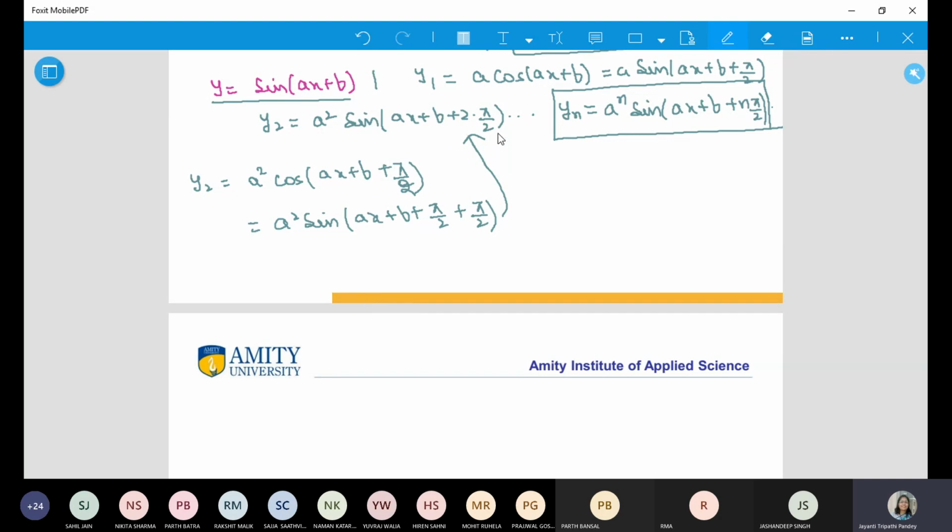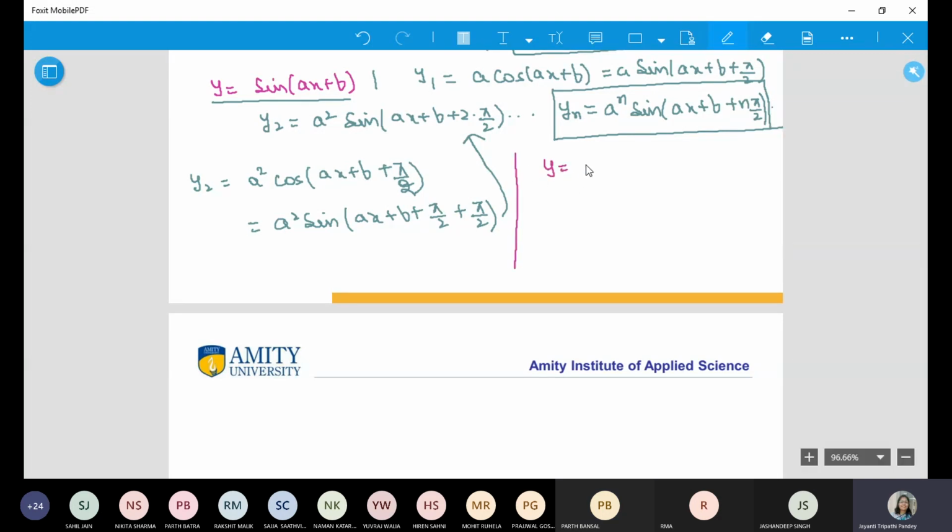When you do it the third time, you will add one more pi by 2. So 3 pi by 2. So when you differentiate it n times, it is n pi by 2. Accepted or not? Ask, beta, if there is any doubt. So I'm assuming you have understood this. If this is understood, then finding the derivative for cos is easy.